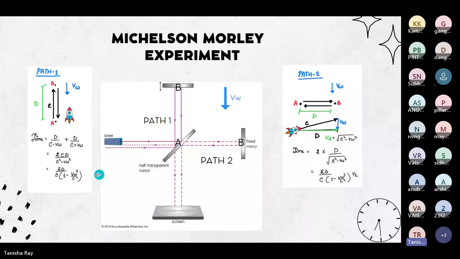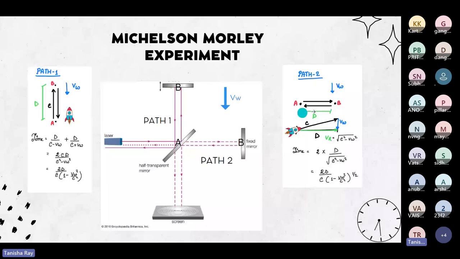Again, if we want to calculate the time taken for the light ray to complete this journey from A to B and back to A in this situation, then we will have to make the spaceship have a velocity which should be at some angle to the horizontal, because only then the resultant velocity will be in the horizontal direction. So simply by Pythagoras' theorem, we can get that this resultant velocity here will be the square root of C square minus VW square. And so the time taken to go from A to B will be D divided by this resultant velocity. Here you can notice that the journey from A to B is exactly the same as the journey from B to A.